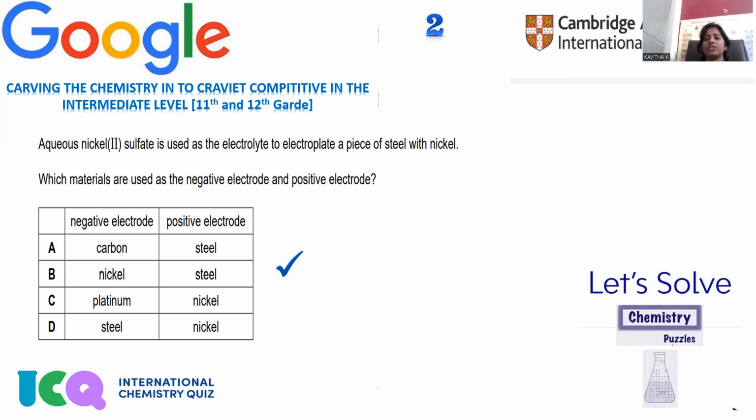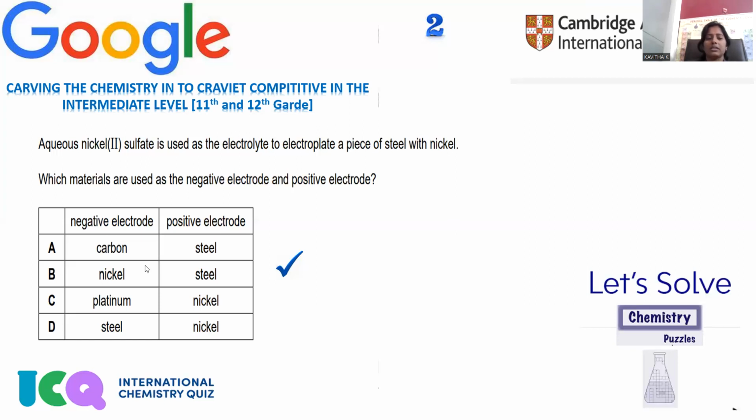Nickel is a metal having passivity. Passivity is nothing but resistivity towards corrosion. That is an exceptional property offered by a few metals. Among them, nickel is one, right? So electroplating is the technique of avoiding the corrosion of steel using nickel by applying electrical current. In order to do this process, we need to identify what will be the negative electrode and what will be the positive electrode.